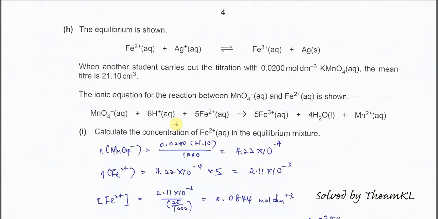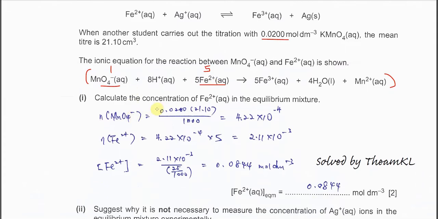Part H, the equilibrium is shown. This is the reaction that we discussed just now. When another student carries out the titration with 0.02 mol per dm cube KMnO4, the mean titer is 21.10 cm3. Now the ionic equation is given. From this equation, we know that the mole ratio of the permanganate ion to the iron 2 is 1 to 5. We use this ratio for calculations later.